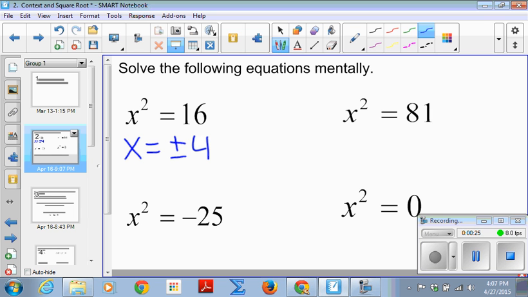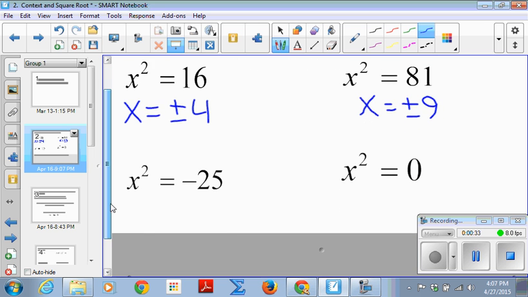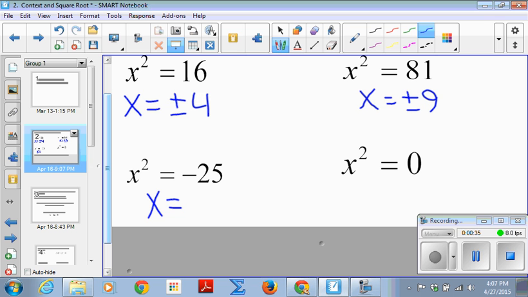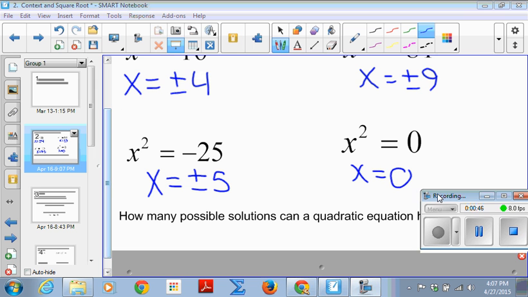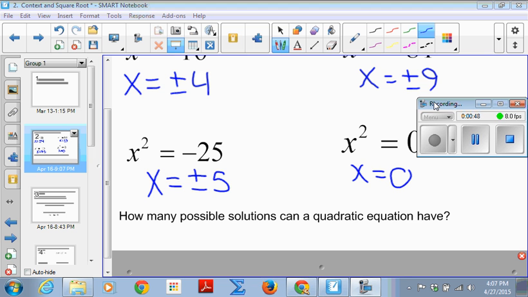So here we get positive or negative 9. Either of those squared gives us 81. And here, either positive or negative 5. And here, well, there's really no positive or negative 0. It's just going to be 0. So, possible solutions to any quadratic equation? Well, there could be up to 2.